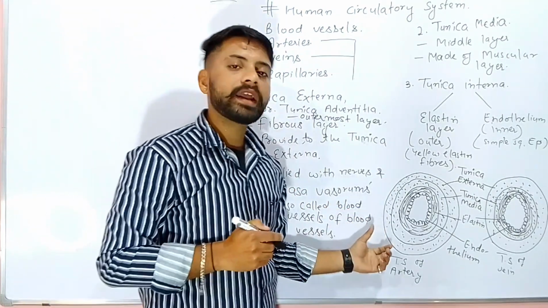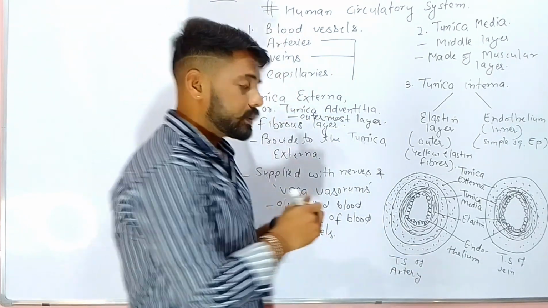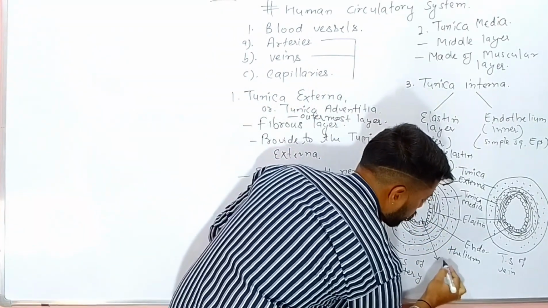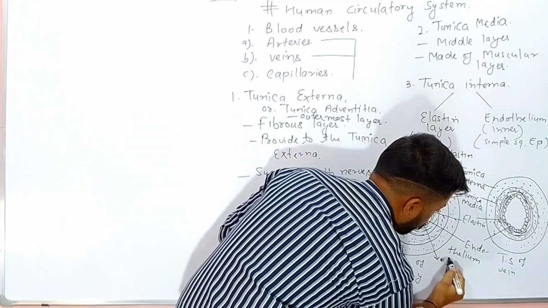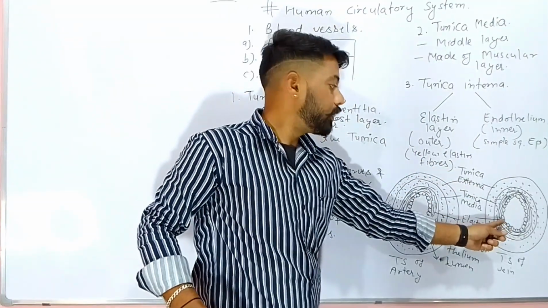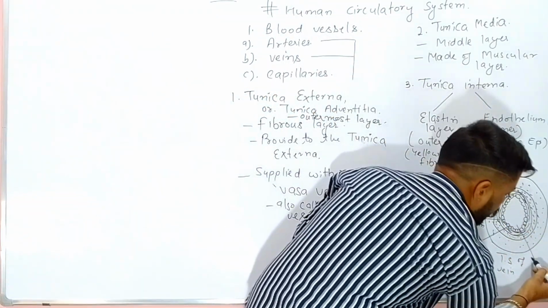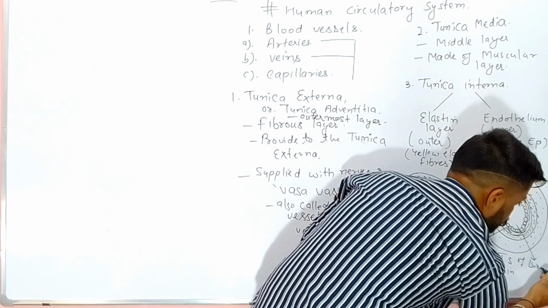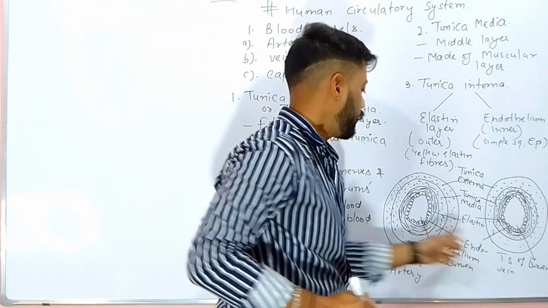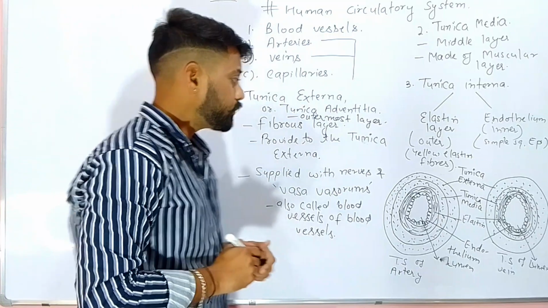So this is the diagrammatic representation of the artery and the vein. This space you can see in here is called the lumen, and you can see in the diagram the lumen is wider in the vein as compared to the artery. So the lumen is wider in the structure of vein, whereas it has a small opening in the structure of the artery.